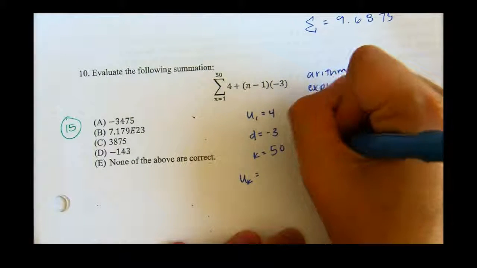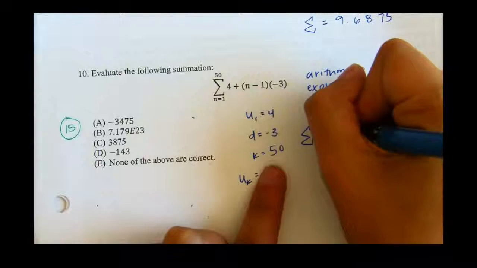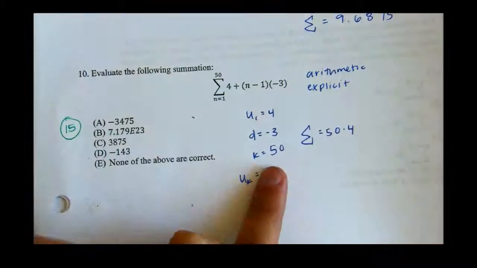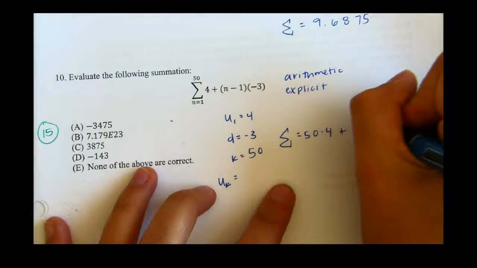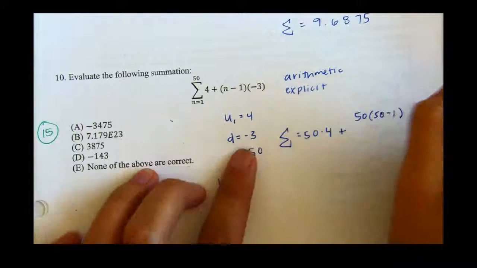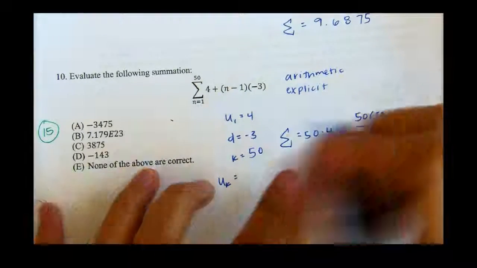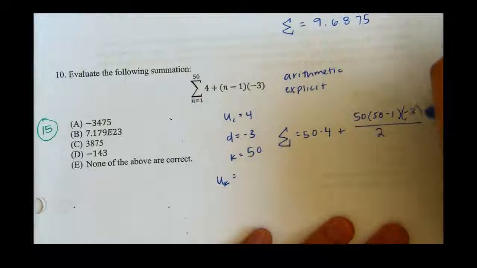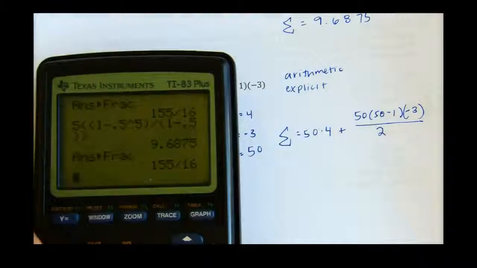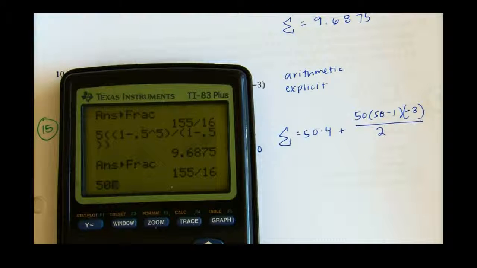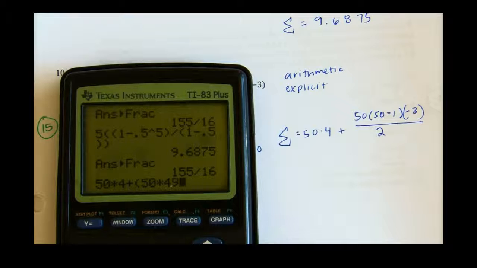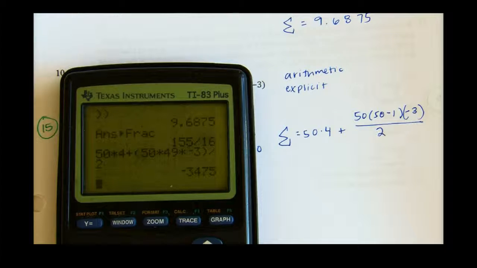So I can take the sum with k, so 50 times 4, my u sub 1, plus 50 times 50 minus 1 times the difference, all over 2. I'm going to put this in parentheses so that I know I'm not subtracting. And then I'm going to type that all into my calculator. So 50 times 4 plus, in my numerator, 50 times 50 minus 1, I know is 49. Oops, 49. Times a negative 3, and I'm taking that whole numerator and dividing it by 2.